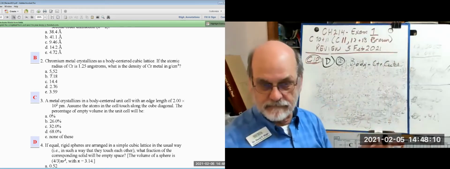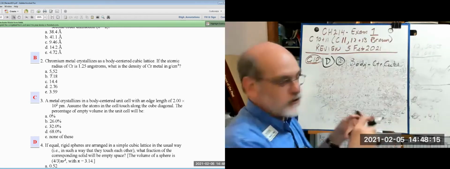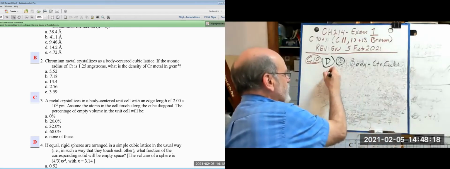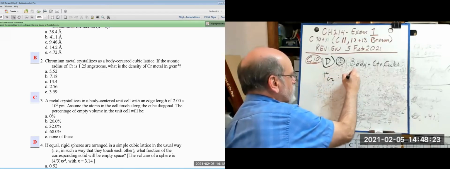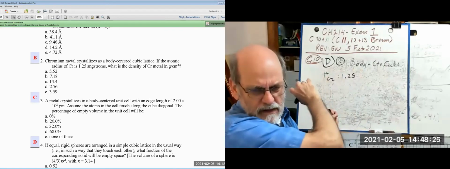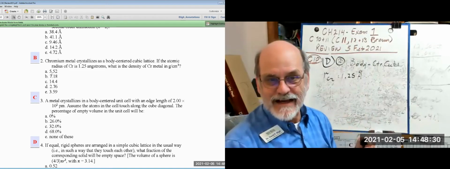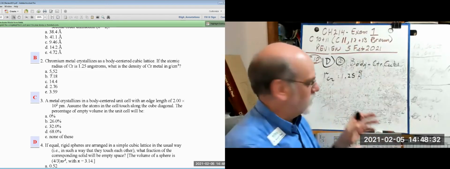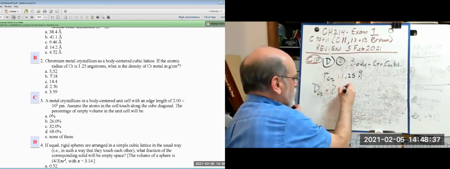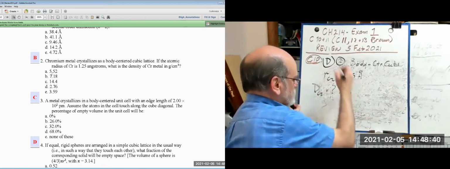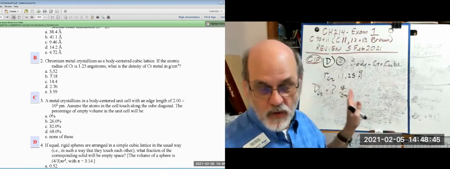Okay, that's given. We know that the atomic radius of chromium is 1.25. So the radius of chromium is equal to 1.25 angstroms. Okay, and the question then is, what's the density of chromium? So we want to know the density of chromium in grams per cubic centimeters. That's what we know. That's the question.